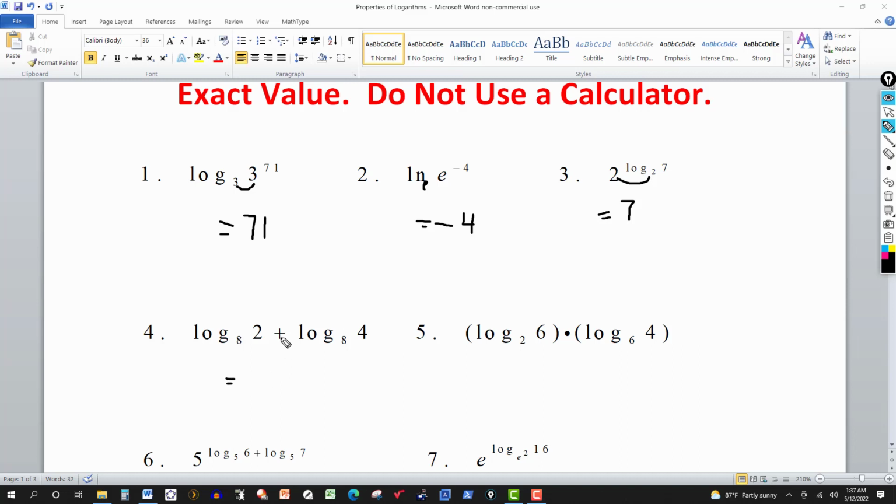So again, using the properties, I know that when I have a sum of logs, I can write it as a product. When going the other way, if I have a product, I can write it as a sum. So in this case, using the properties of logs, this is the same thing as the log to base 8. We have 2 times 4, which is 8.